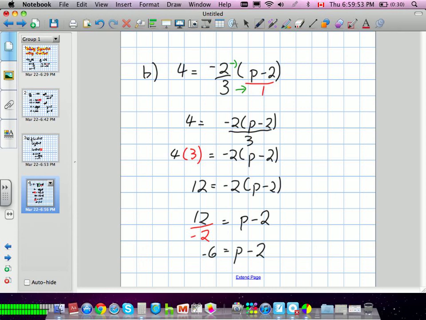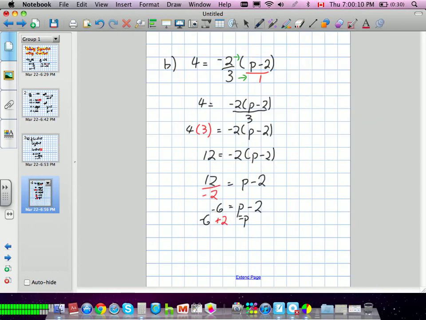And then how do we get the 2 to the other side? Is it going to be minus? It's negative 6 plus 2. Yes, that's right. The 2 is going to become positive on the other side of the equation. Positive or negative 4? Negative. So p is negative 4.